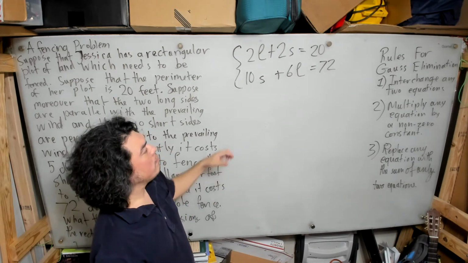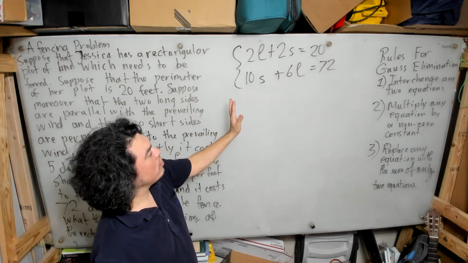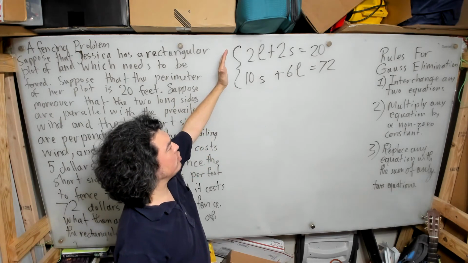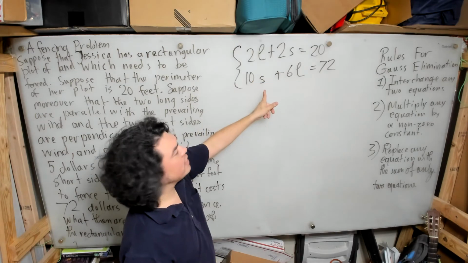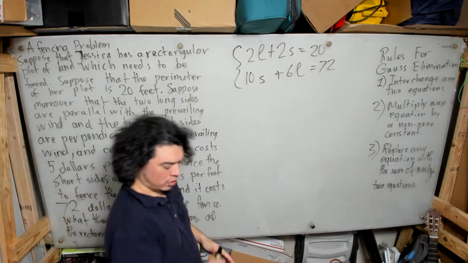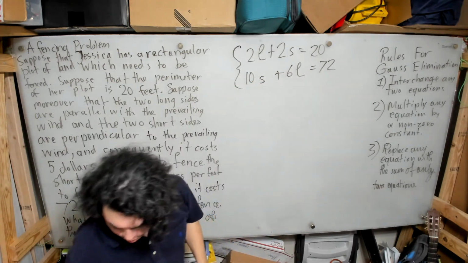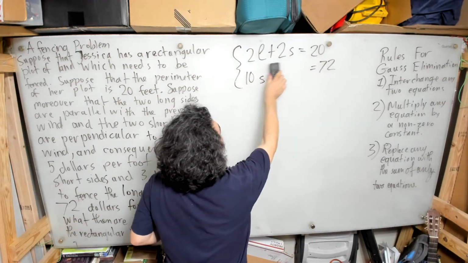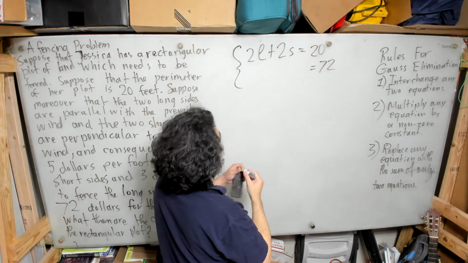But okay, so now we have a problem though. I just noticed, and I'm glad I noticed it now, and I want you guys to notice it too, that this is the L and this is the S, so we couldn't have done that, right? So what we're going to have to do before we apply the elimination is interchange the order of these. This is 6L plus 10S, okay?